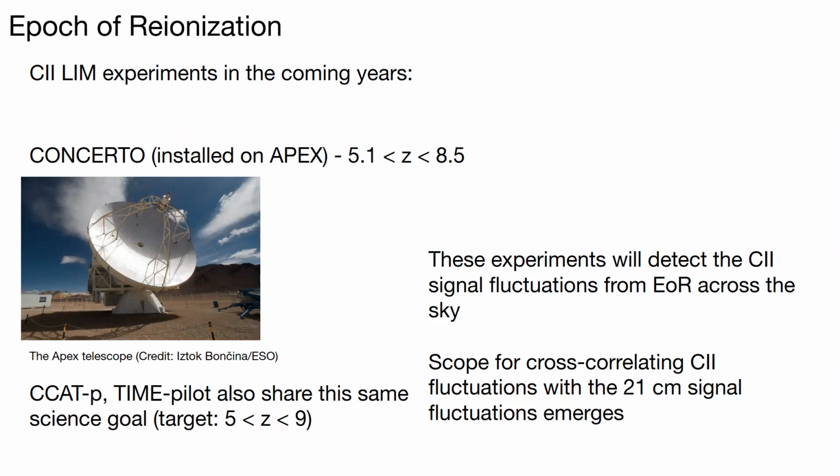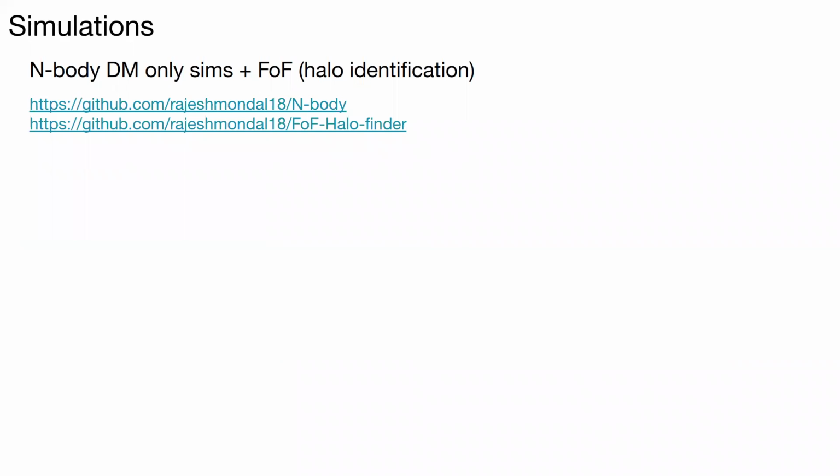Okay, which is hosting the galaxy. Now, using this relationship, I can build up or simulate the expected C2 intensity map from a certain redshift for a set of model parameters that I have used to model the C2 luminosity in the first place. And that is precisely what people do actually.